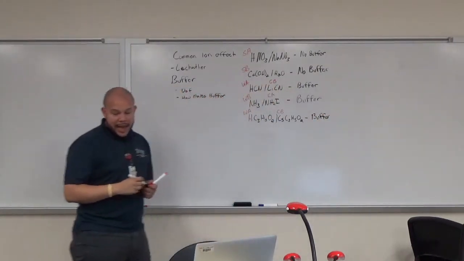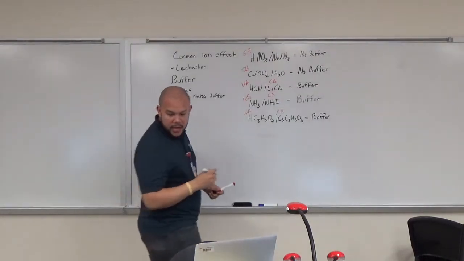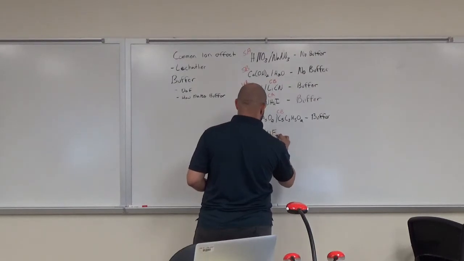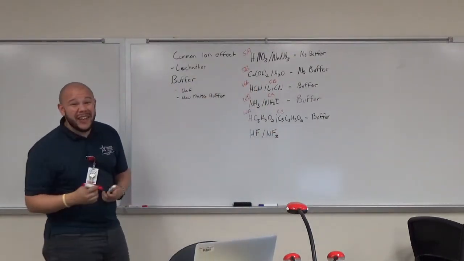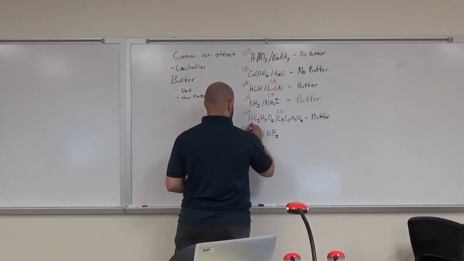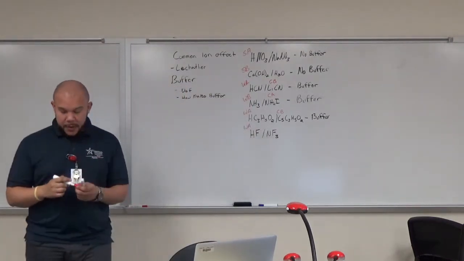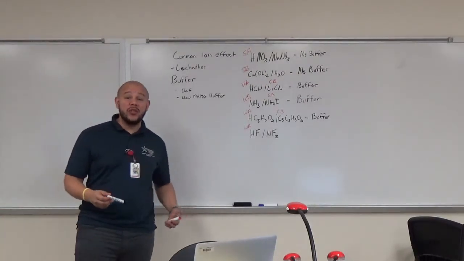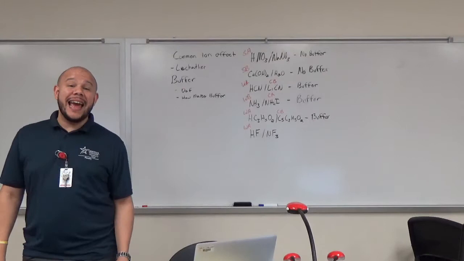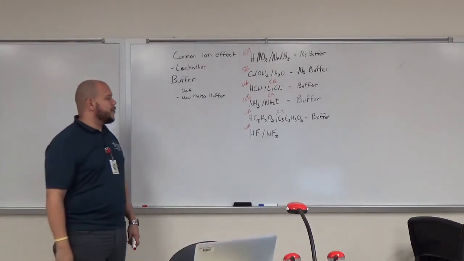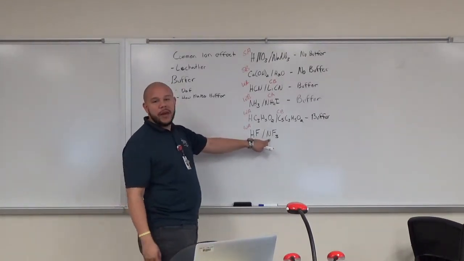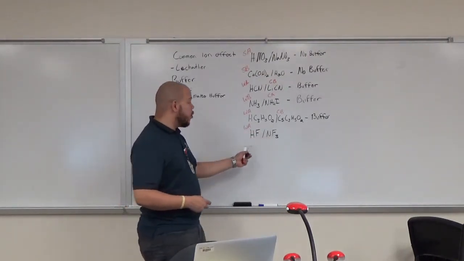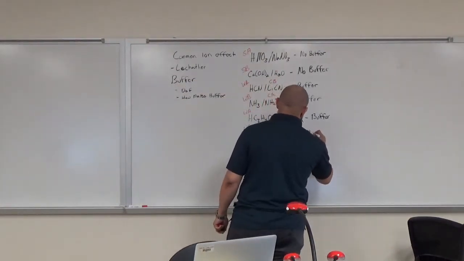So lastly, we're dealing with HF and NF3. HF is in fact a weak acid. NF3, a lot of people are going to get confused on this example because NF3 is a compound. It is also a base, right? We can have it as a Lewis base by definition, but this is not the conjugate base pair of HF, right? The conjugate base of HF is F minus. So this could be a solution, but it is not a buffer.